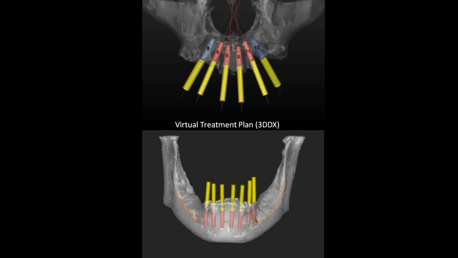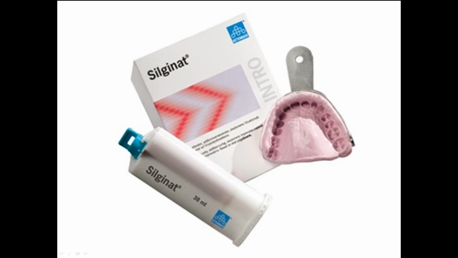So looking at the virtual treatment plan, you can see our implants. We can see that in the lower arch, we will need to do quite a bit of bone leveling in order to get adequate width. So we identify this virtually before we even touch the patient.